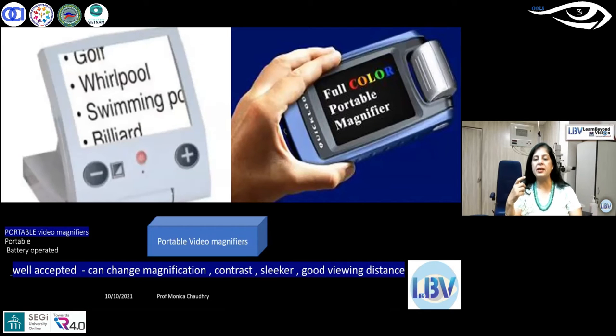But what has come in next? I know some of you would have seen these portable video magnifiers. It's just like a phone, where you're giving these video magnifiers. And mind you, your phones also become some of them.